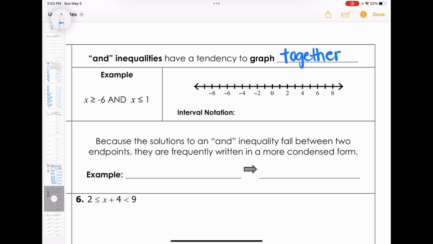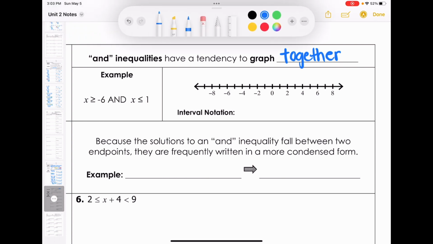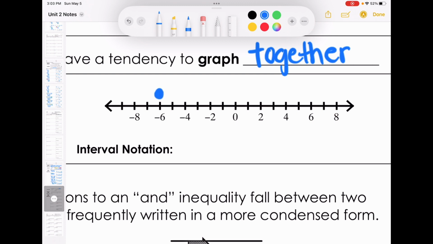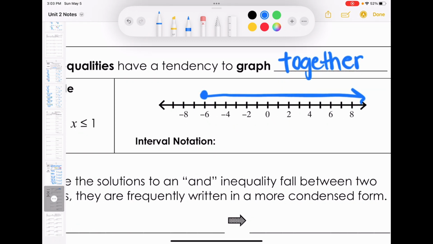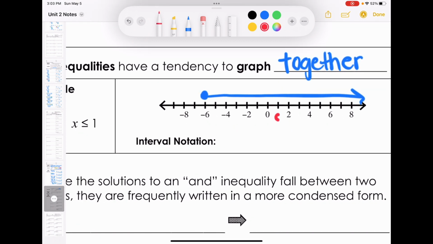So let's look at our example. We have x is greater than or equal to -6. That's a closed circle on -6, and it's going to be shaded to the right because it's greater than. And then the second inequality is x is less than or equal to 1. So that's a closed circle on 1, and then it's less than or equal to, so it's shaded to the left. So if you look, in between -6 and 1, our graphs are overlapping. Okay, so where these two graphs are overlapping, that is our solution.